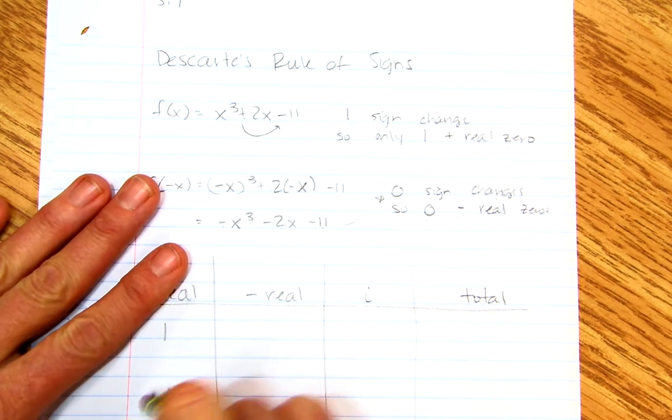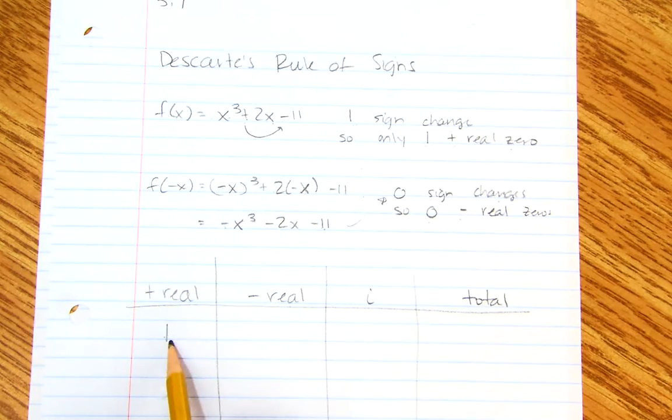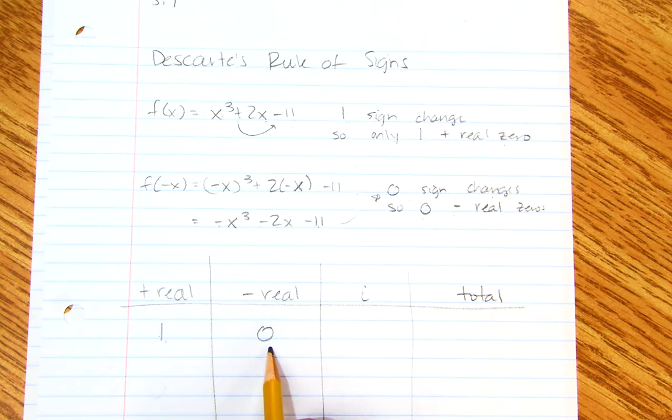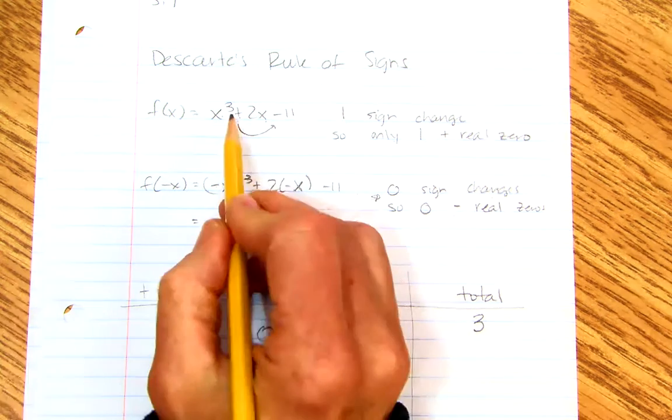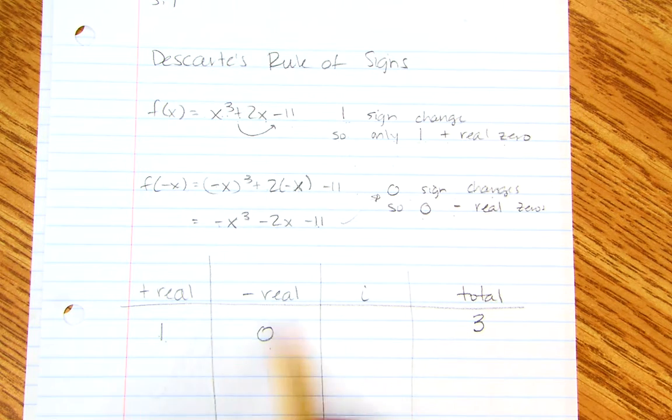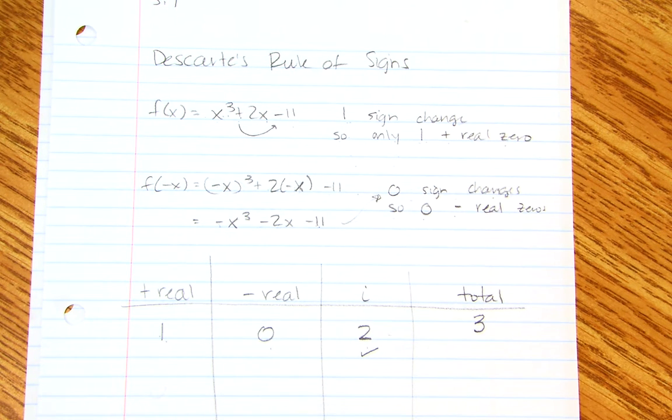Oops. So the only possibility for positive real zeros is 1, the only possibility for negative real zeros is 0, and the fundamental theorem of algebra tells me I should be looking for 3 zeros. So what does that mean? There must be 2 imaginary zeros, which is good because imaginary zeros always come in pairs. So 1 real, 2 imaginary, and if you graph that, it probably looks something like this. There's only 1 real zero there.